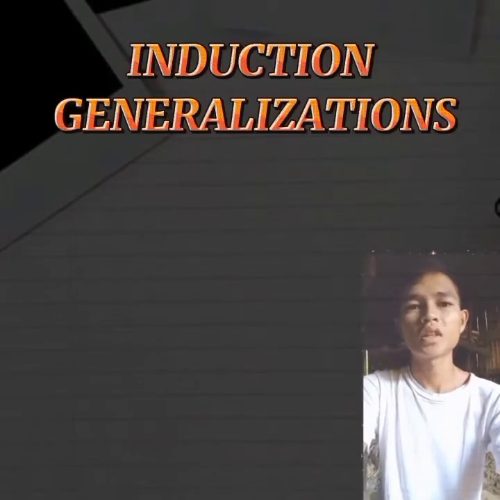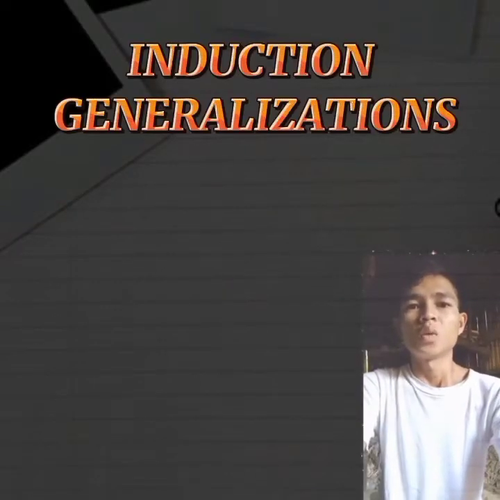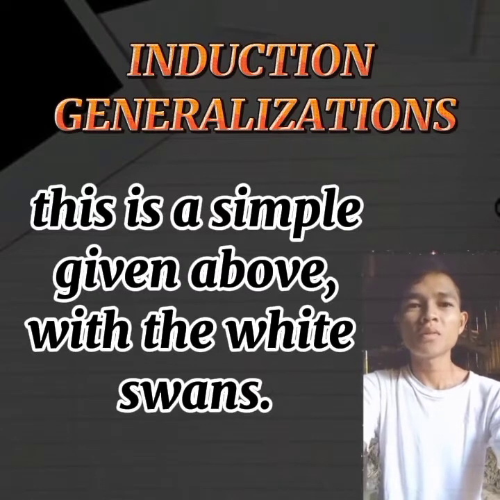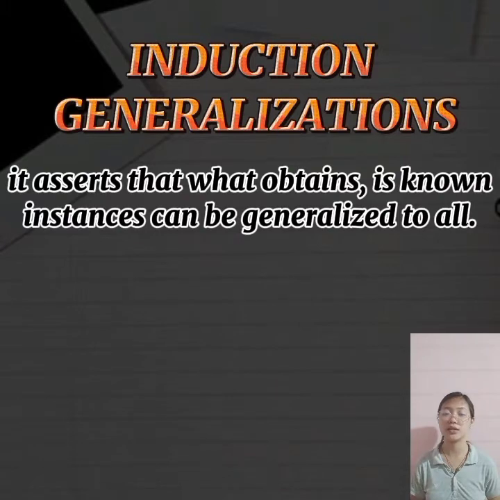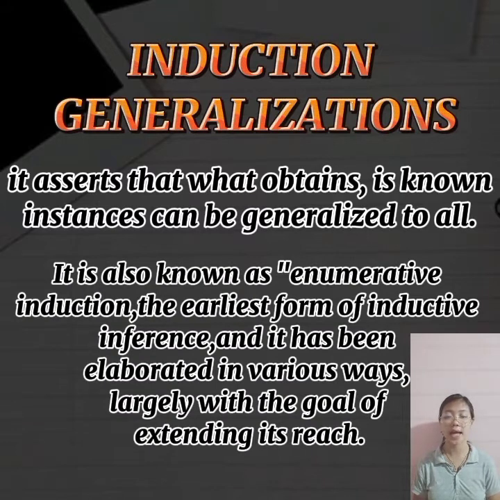First, generalization. This is just a simple example given above with the white swans. It asserts that what obtains in these known instances can be generalized to all. It is known as enumerative induction, the earliest form of inductive inference, and it has been elaborated in various ways, largely with the goal of extending its reach.